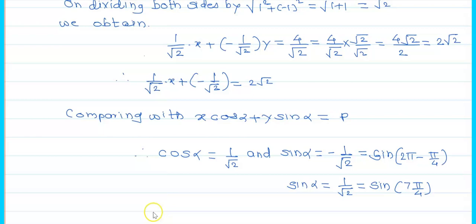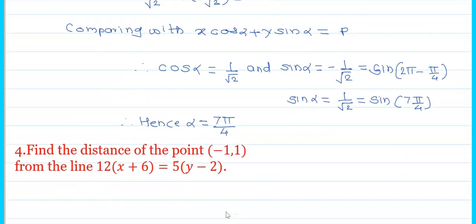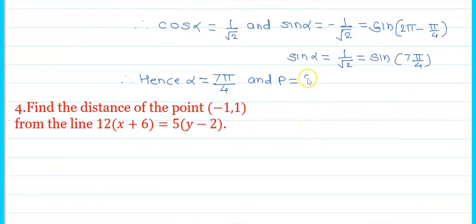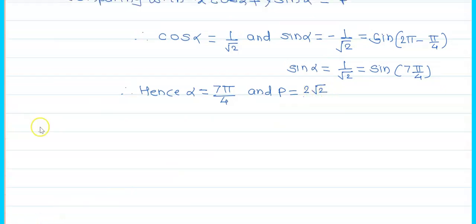Okay, and hence alpha is equals to 7 pi by 4. This is the alpha, and p is equals to 2 root 2. Okay, p is equals to 2 root 2. Thus finally we write the answer.